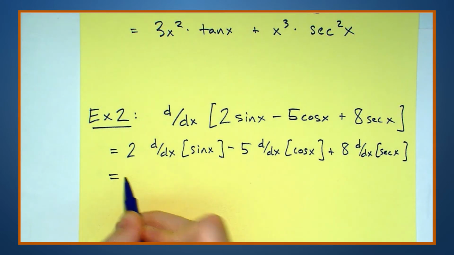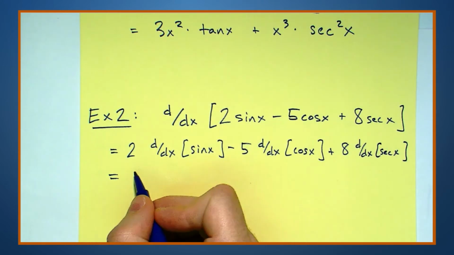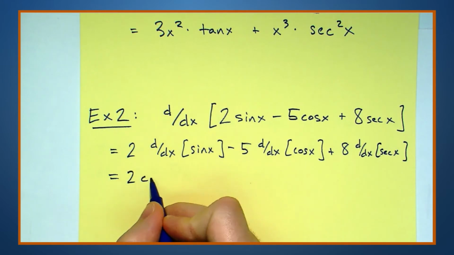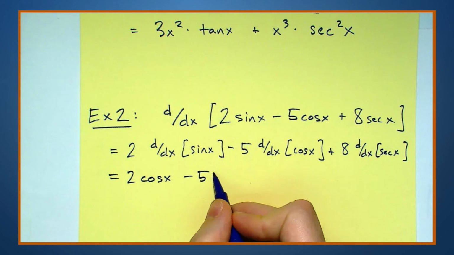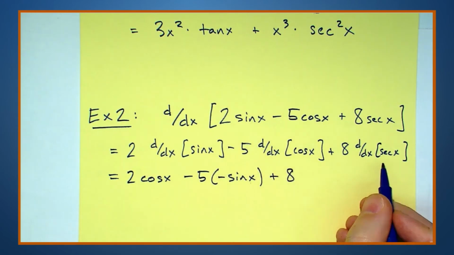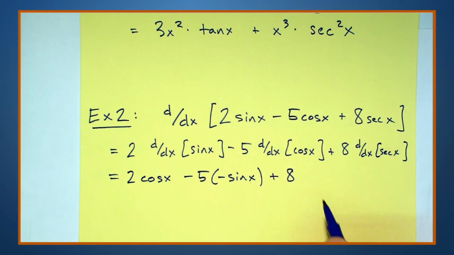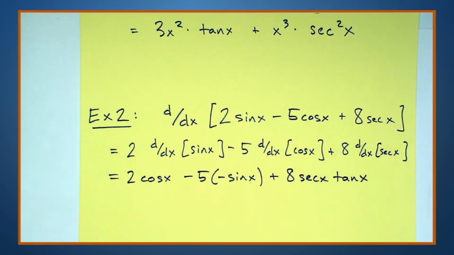Now, it might not be necessary to write that step, but for me it's helpful to break the big problem down into smaller pieces. Okay, now applying the derivative to those individual trig functions, we come up with 2 cosine x minus 5 times a negative sine x plus 8 times the derivative of the secant function, which is secant x tangent x.